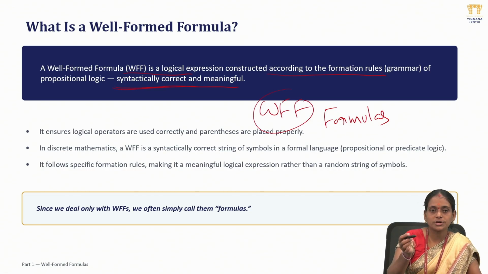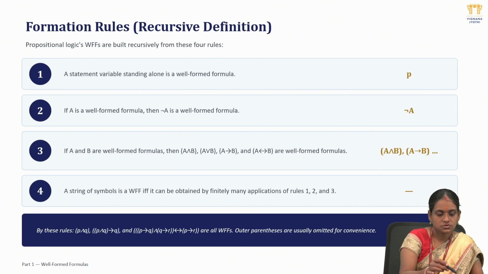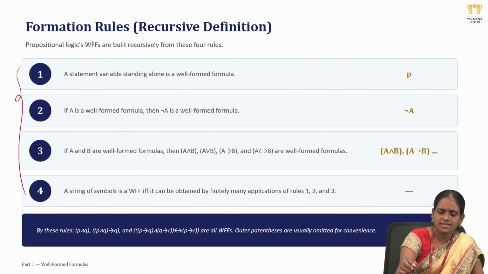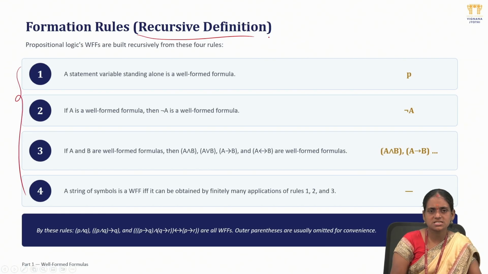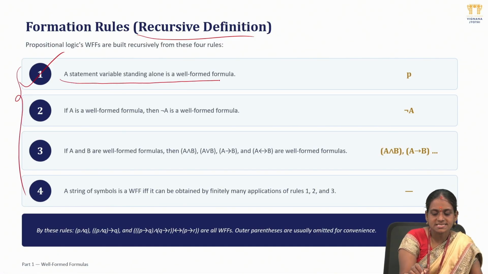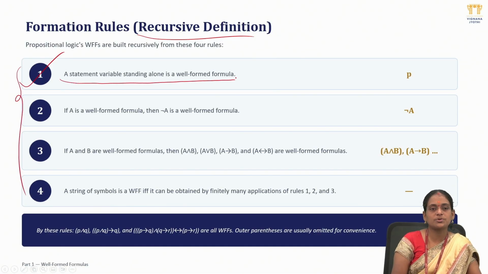Then how are we going to apply those rules, and what are the rules that come under a well-formed formula? These are the 4 corresponding rules for identifying whether the given formula is a well-formed formula or not. Indirectly, this is the recursive definition of a well-formed formula. So the first rule, rule 1: a statement variable standing alone is a well-formed formula.